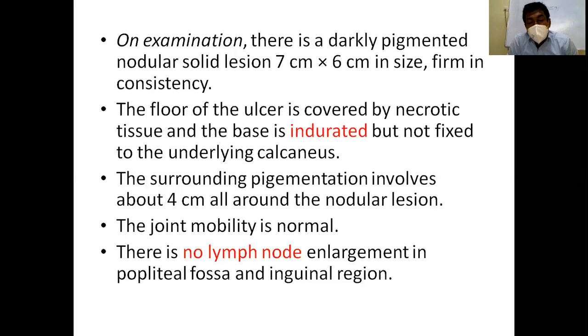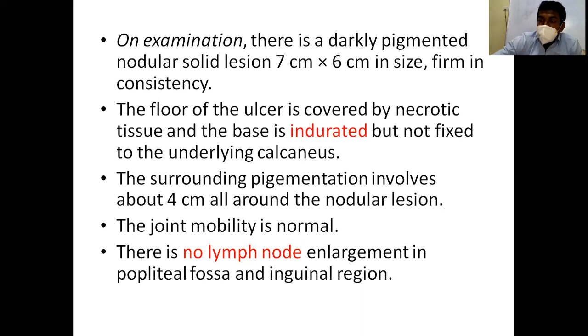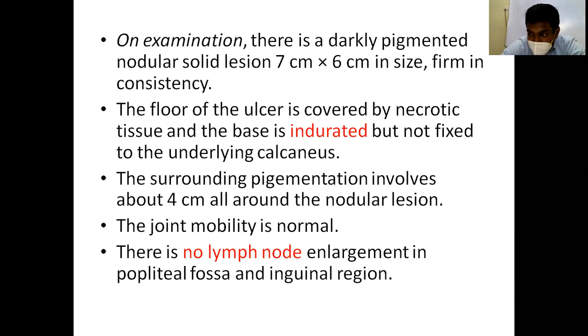So now on examination, you find it is a darkly pigmented lesion that is measuring 7 into 6 centimeters, and on palpation they found that it is firm in consistency, and the floor is covered by necrotic tissue, and the base is indurated but not fixed, and the surrounding pigmentation is about 4 centimeters all around. Now what is your diagnosis and why?